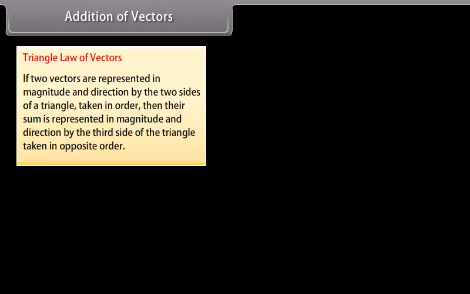Addition of vectors. Triangle law of vectors. If two vectors are represented in magnitude and direction by the two sides of a triangle, taken in order, then their sum is represented in magnitude and direction by the third side of the triangle, taken in opposite order.